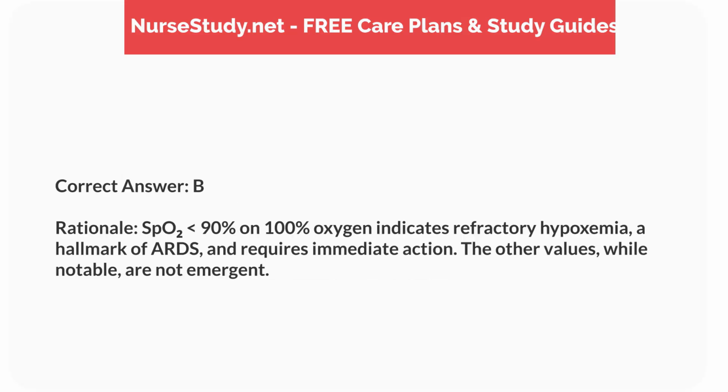Correct answer, B. Rationale: SpO2 less than 90% on 100% oxygen indicates refractory hypoxemia, a hallmark of ARDS, and requires immediate action. The other values, while notable, are not emergent.